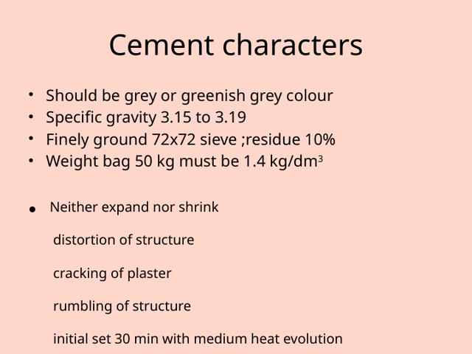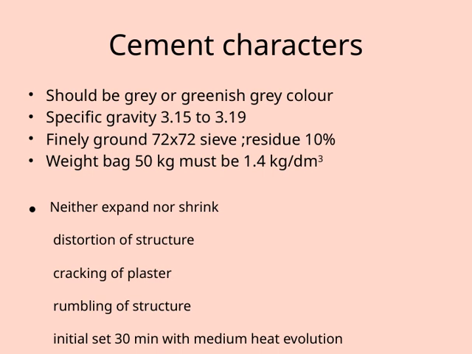When it comes to fineness, cement should pass through a 72 by 72 sieve with only about 10% residue remaining. This fineness influences the rate of hydration and strength development. Additionally, the weight of a standard 50-kilogram bag of cement should be about 1.4 kilograms per cubic decimeter. This ensures consistency in mixing and quality control.